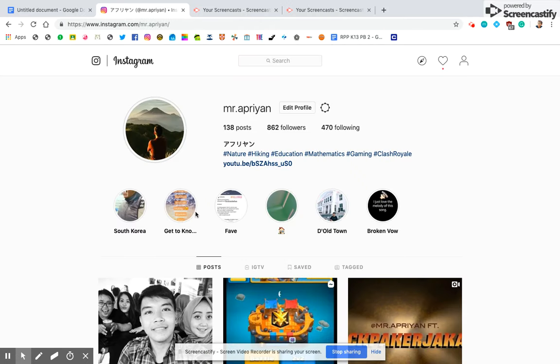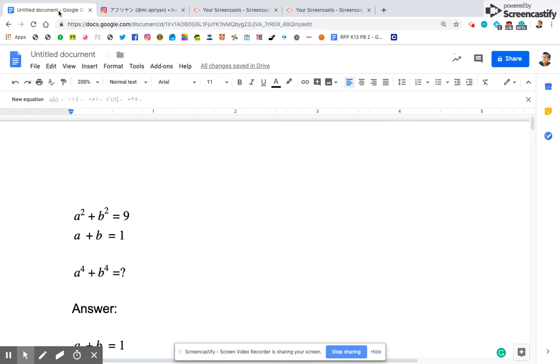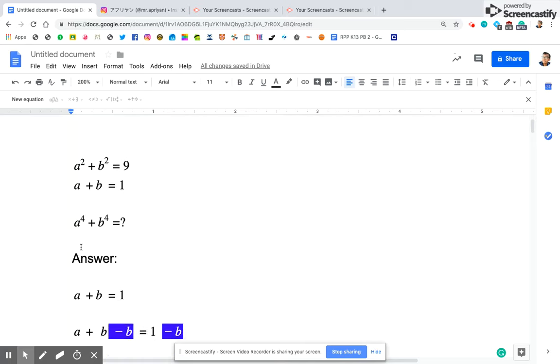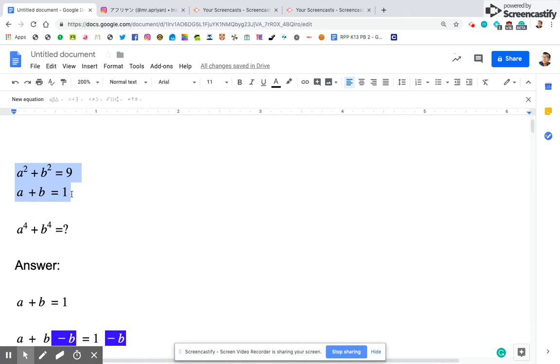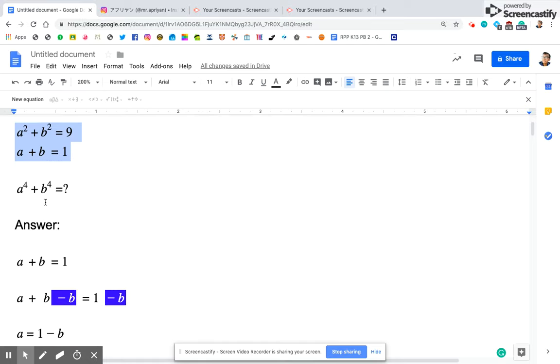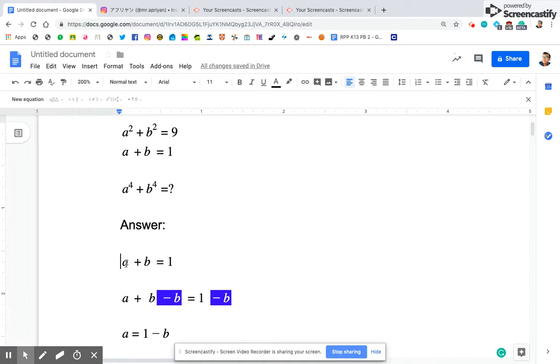So, in short, to answer those two questions, I'm going to answer the second question first using the substitution method. We are given these two equations, and the easier one is to modify the second equation. If I have a plus b equals 1, I'm going to subtract both sides by b. So a plus b minus b equals 1 minus b. Since b minus b is 0, a plus 0 is a.